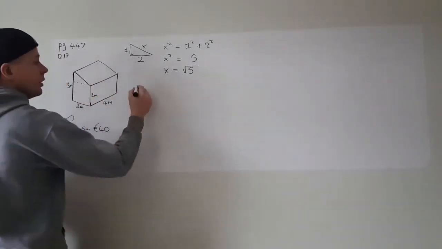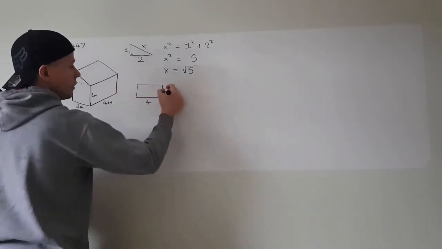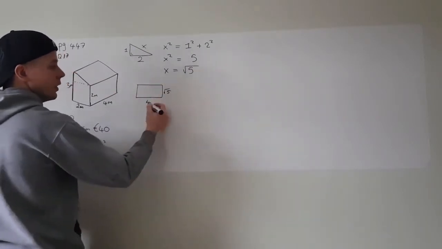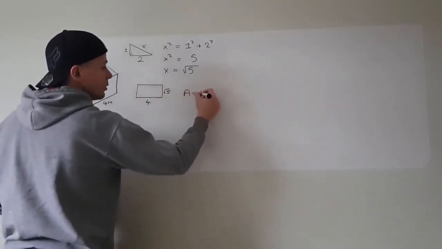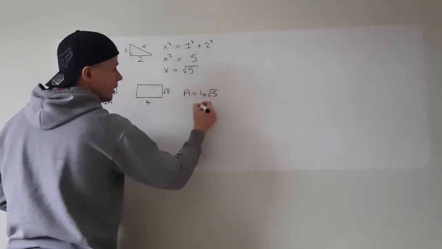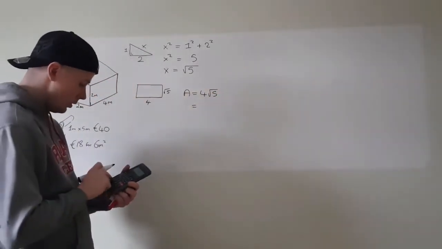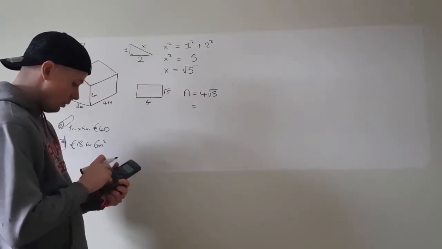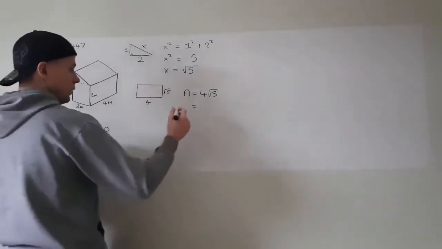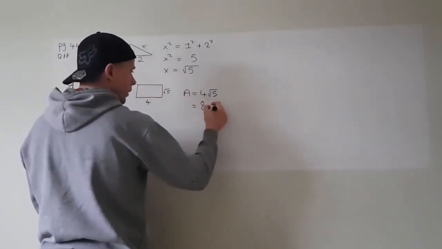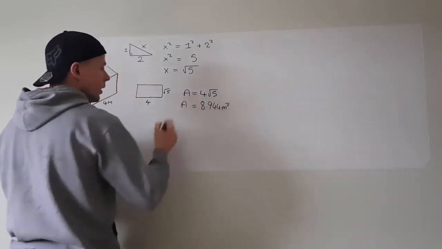Yes, I have a rectangle, 4 meters by the square root of 5. Square root of 5 by 4 will give you the area. So the area of that roof is equal to 4 times the square root of 5, and that's the key figure that I want to work out. So 4 by the square root of 5 is 8.944 meters squared.